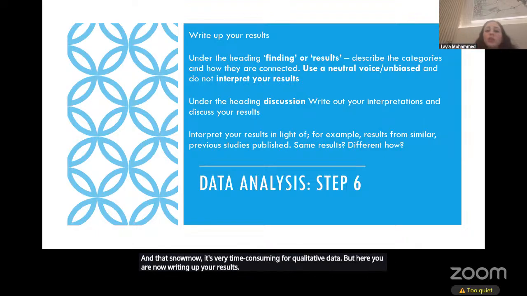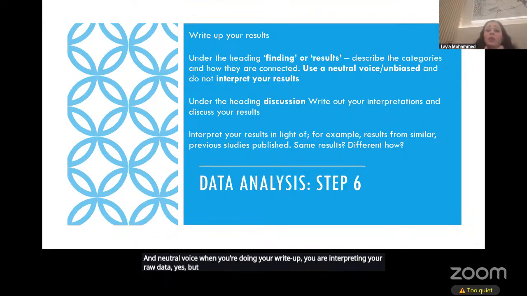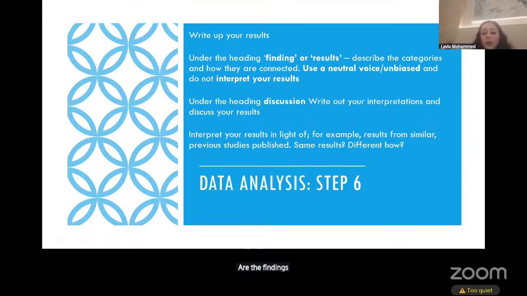When you're writing your results, you should use a very unbiased, or at least as unbiased as you can, and neutral voice when you're doing your write-up. You are interpreting your raw data, yes, but you need to convince your reader now. So an element of creativity does need to come out in terms of persuading your reader that the findings you present are the findings that you found in the raw data, all right?